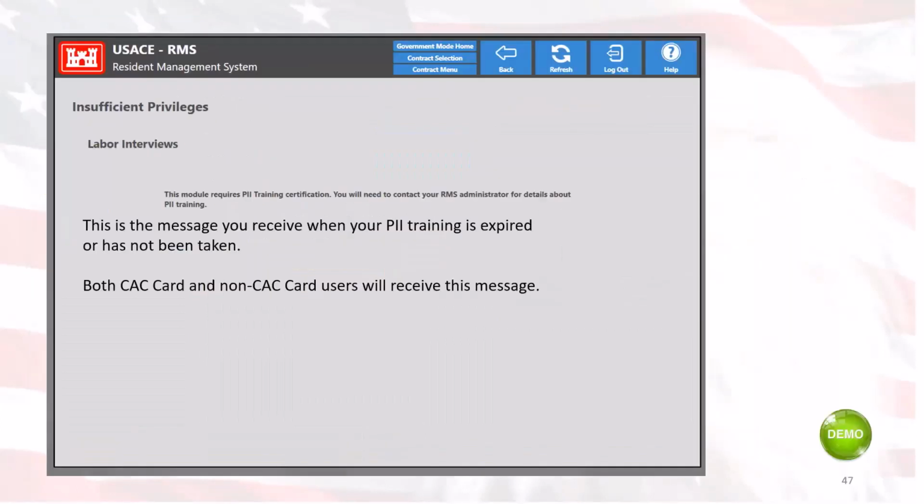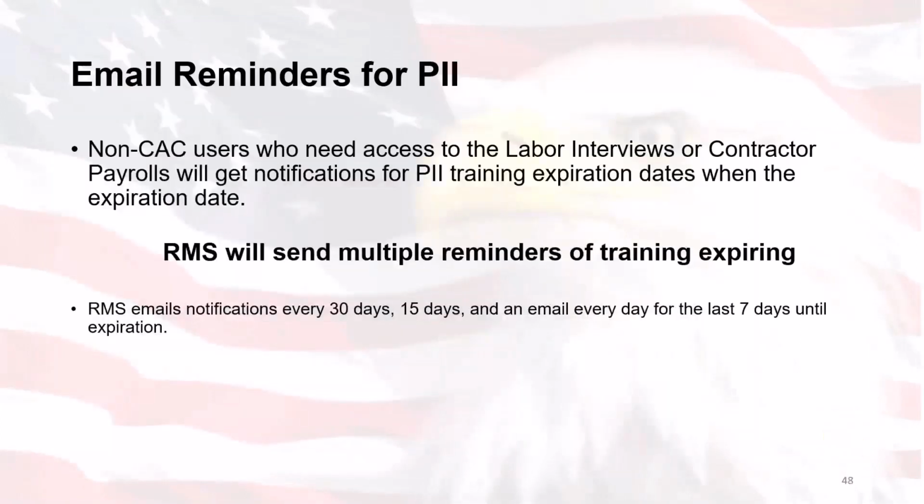And then the message that is received when your PII training is expired or has not been taken, in order for the user to continue to have access to the labor interviews or contractor payrolls, the user will need to retake the PII training and provide it to the user's district PII admin before the administration date. So if the user does not do this, their access to those modules will be revoked. And then essentially, we do send out email reminders.